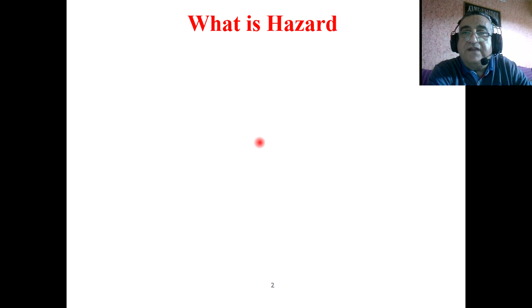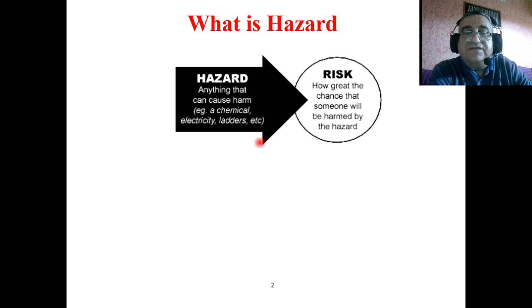Before we start the lecture, let us first distinguish between the meaning of hazards and risk. As you can see, a hazard is anything that can cause harm, such as chemicals, electricity, broken ladders, etc. Whereas risk is how great the chance is that someone will be harmed by the hazards.